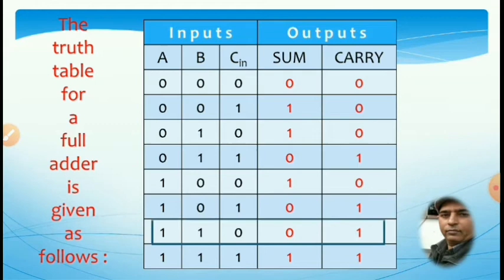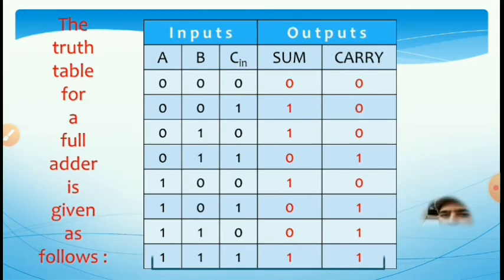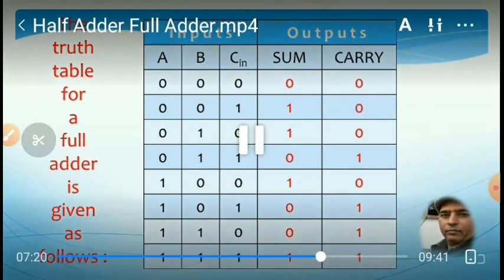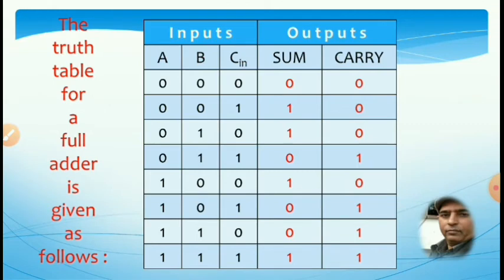In the second last row there are two ones which form 2 and form sum as 0 and carry as 1, and in the last row both sum and carry are 1. So in this way, using these three inputs, when we add 0 plus 1 plus 0 or 0 plus 0 plus 1, it forms sum as 1, but nothing to carry, that is 0.